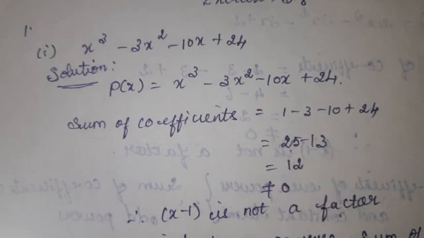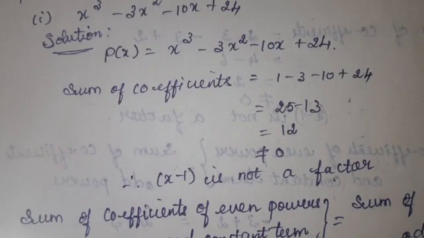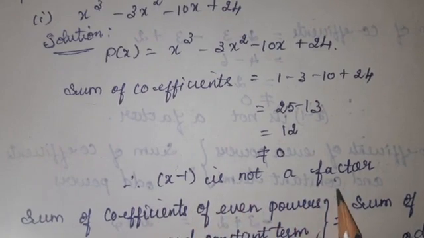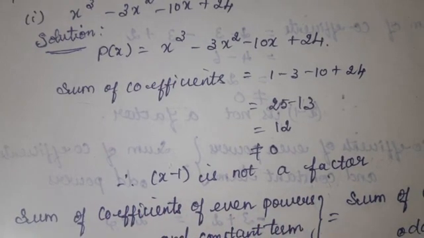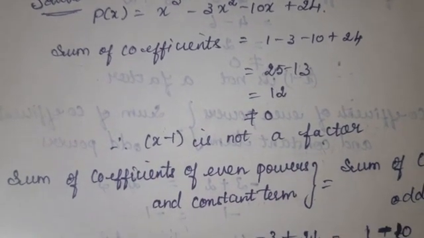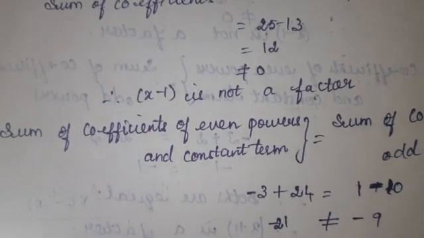You are getting a number, you are not getting 0. That means x minus 1 is not a factor. If you get 0, x minus 1 is a factor. It is not a factor, you should write. Second step. Next I am going to check whether x plus 1 is a factor or not.